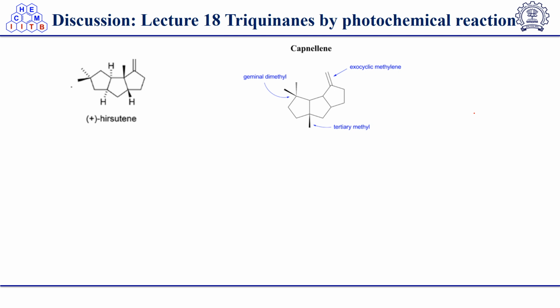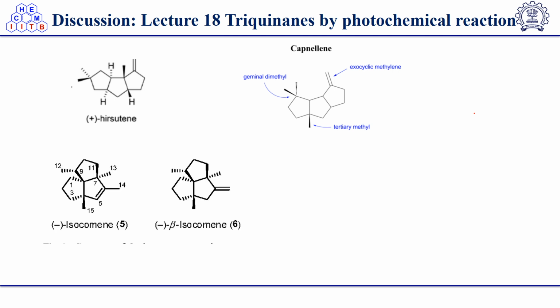So that was Oda's total synthesis of capnellene. Then we saw the Wender synthesis of isocomene, where 2-bromotoluene, a methylphenyl ketone, and bromobutane were the starting materials used, and arene photocycloaddition was the key step involved in that synthesis.